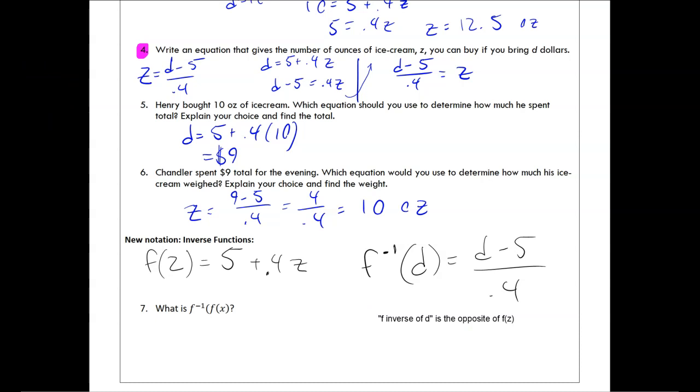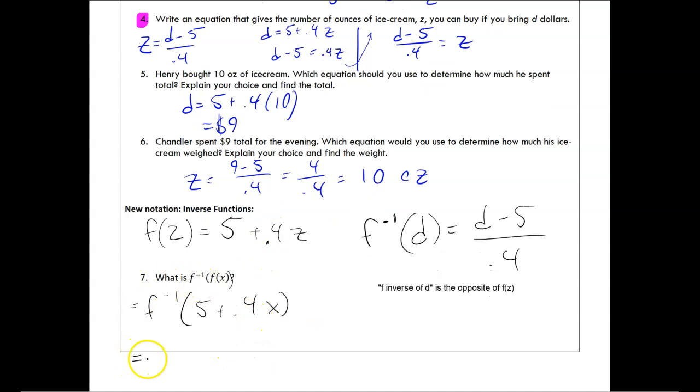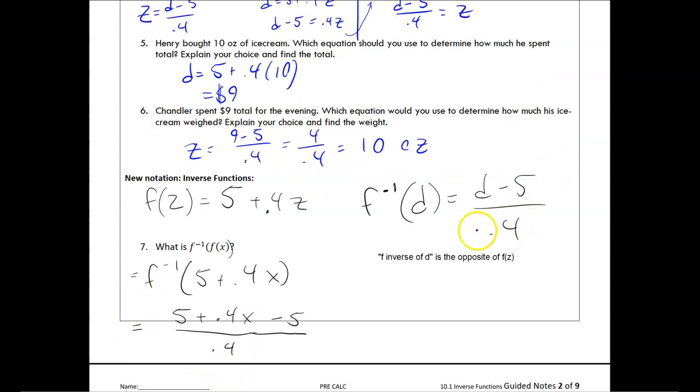So f inverse of f of x. We're missing a parentheses there. So f inverse of f of x, right? This means plug one into the other. It's a composition of functions. So this means f inverse of f, which means we want to plug that into our f inverse here, which would be (5 plus 0.4x minus 5) over 0.4. So notice I took my D here and I plugged in 5 plus 0.4x.